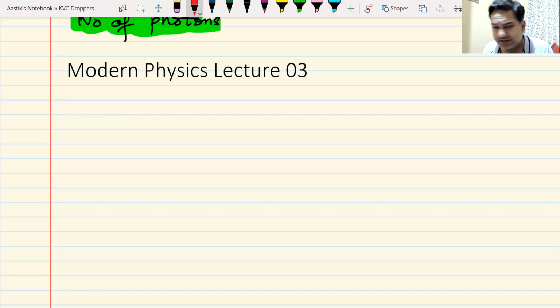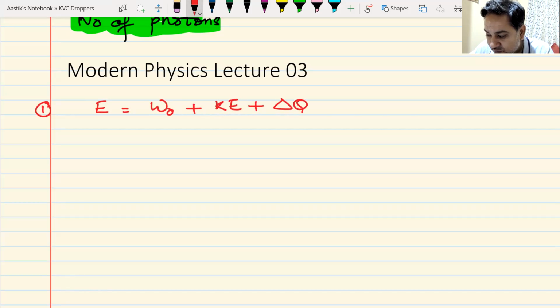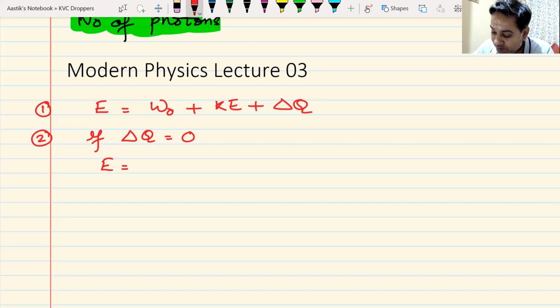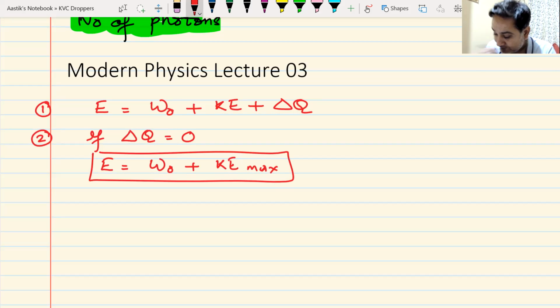Let us try to write the Einstein equation. The original form of Einstein equation, which is form number 1, is E equal to W naught plus kinetic energy of the electrons plus delta Q. Do we understand this first equation? Yes, sir. Equation number 2 I make when delta Q, the energy lost in collision, is 0. Then I have this revolutionary equation coming up, W naught plus maximum kinetic energy. More than 99.99% of questions will be based on this equation. Do we understand this? Yes, sir.